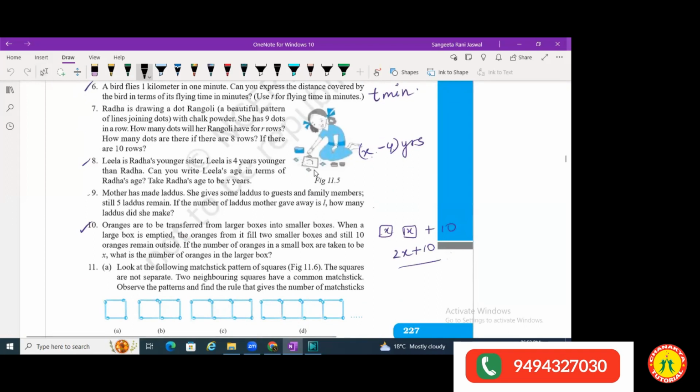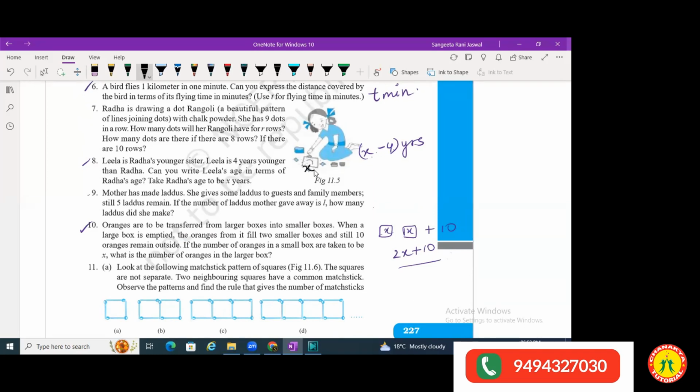Okay, now see, just randomly I'm taking any question from here. So how to make a statement, how to make an algebraic expression. Leela is Radha's younger sister. Leela is 4 years younger than Radha. Can you write Leela's age in terms of Radha's age? Take Radha's age to be x. Okay, we have taken Radha's age to be x years.